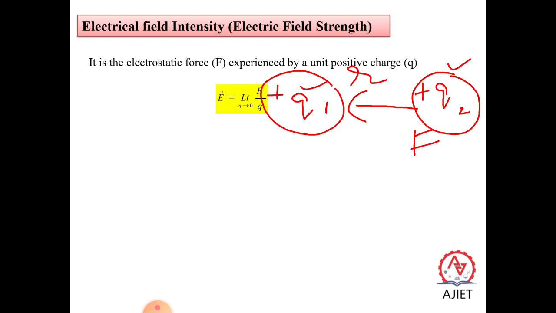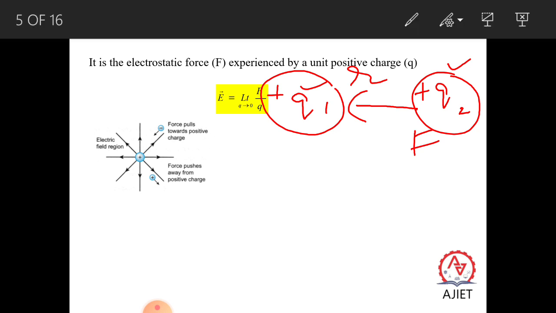So it is given by E vector is equal to limit F by Q. Here Q is called a test charge. In the electric field region, you can see that force pulls the positive charges. So in this diagram it is very clear. Here this is the negative test charge. You can see that when it is moved towards the positive charge, it will experience the force of attraction.